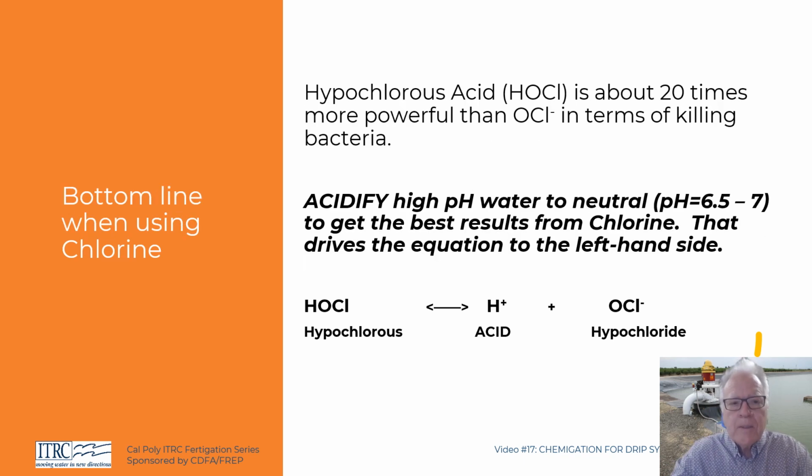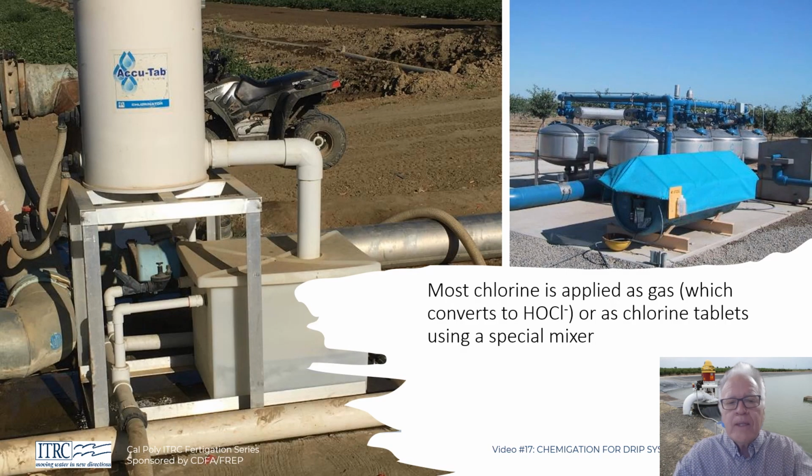So again, here's the bottom line when you use chlorine, if you want to use chlorine, and keep the rates down. Keep in mind that if the hypochlorous acid is 20 times more powerful, that means you only need to put 1/20th the amount in, also if you drop the pH. So you drop the pH down to about 6.5, 7, which is really great for plants and nutrition, and it's much more effective.